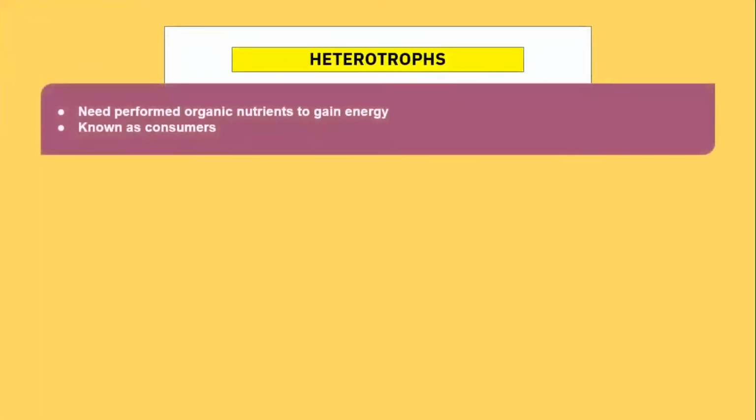Next, we will talk about heterotrophs. Heterotrophs are organisms that need to consume organic nutrients they can use as an energy source. They are called consumers because they consume food that was generated by a producer. We have three types of heterotrophs, which are herbivores, carnivores, and omnivores.